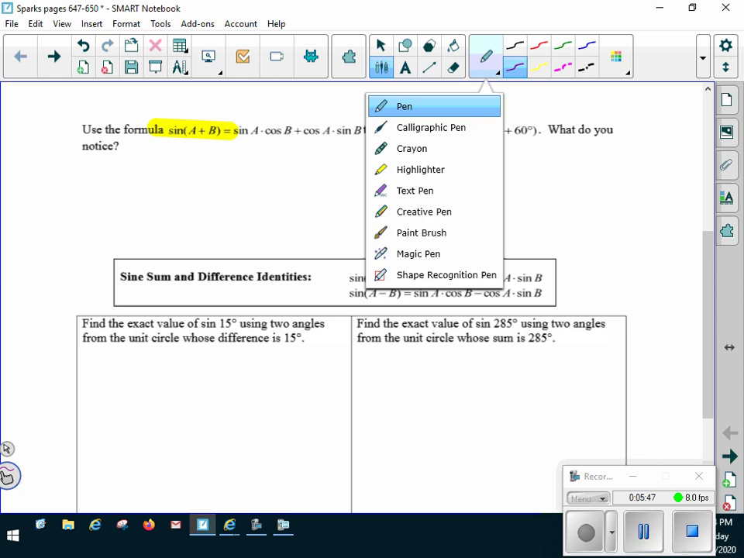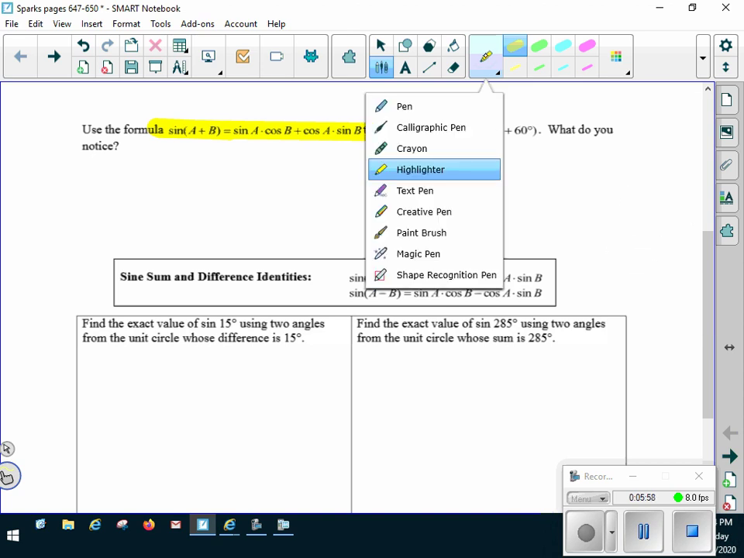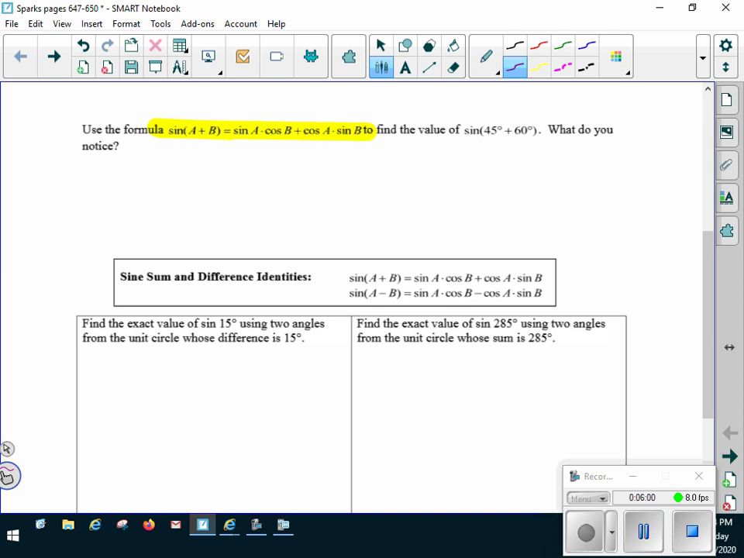Now, we got a formula here. And the formula here says that the sine of a plus b is equal to the sine of a times the cosine of b plus the cosine of a times the sine of b. So what we're going to do is we're going to use that formula to do that.